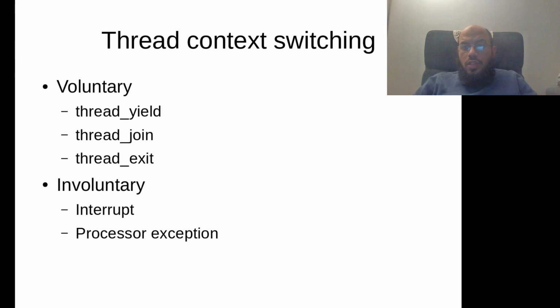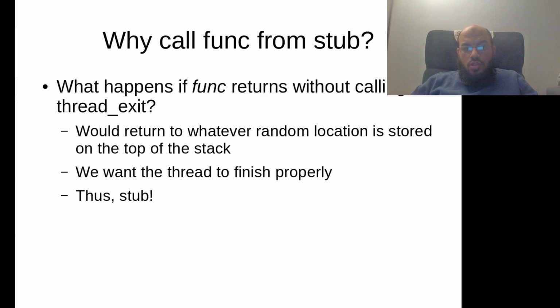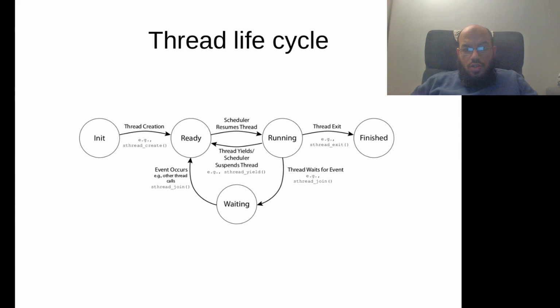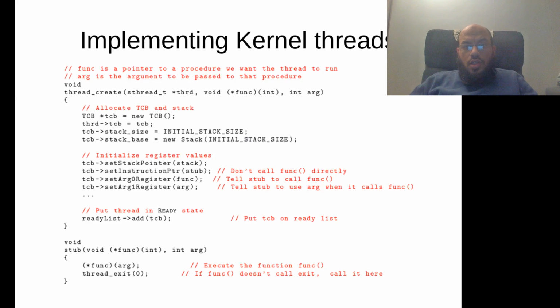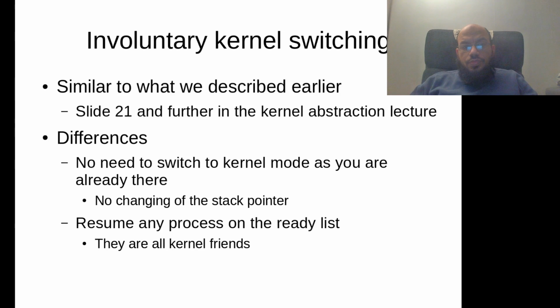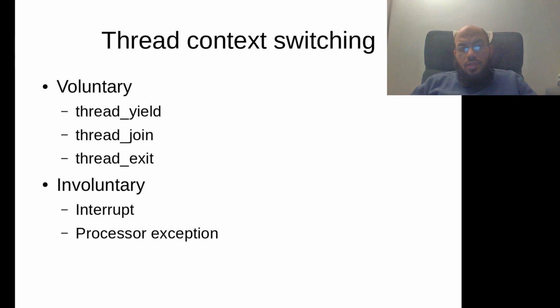And then there is thread exit, which occurs when the thread itself decides that it is done, basically the program running in the thread, because a thread is, in essence, a program. When the program itself finishes, it should call thread exit, and then, as we said, or in this figure, you are running and you are done, you go to the finished state through calling thread exit. So these are the ways that threads do context switching.